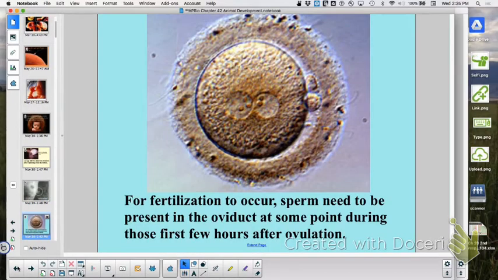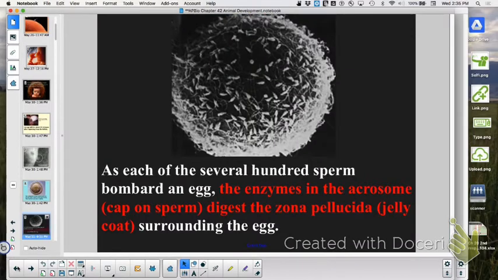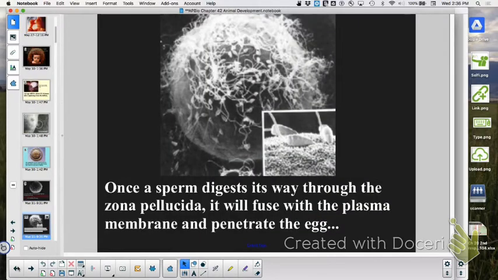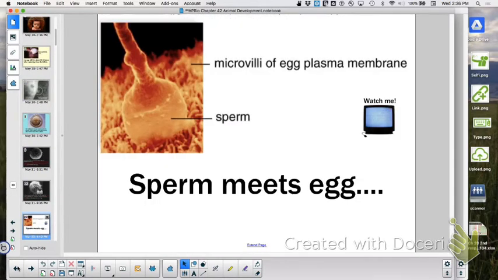Sperm need to be present in order to facilitate that process. The sperm have a little cap, like a little beanie that they wear, called the acrosome, and it has enzymes in it that help penetrate the zona pellucida. And so it digests through the zona pellucida. Now, once it fuses the sperm with an egg, there's a quick fix.